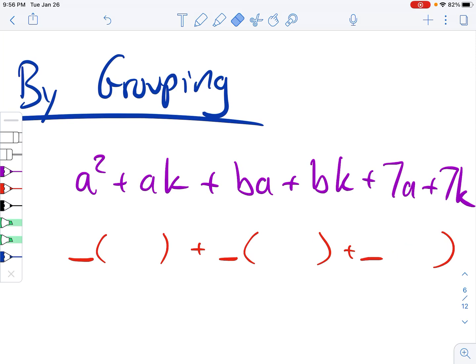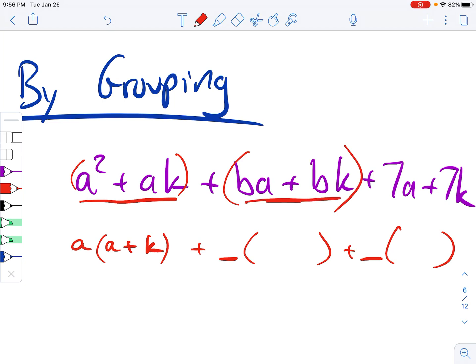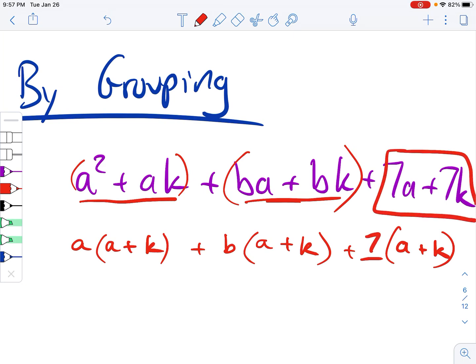Sometimes it takes quite some renegotiation and rearranging, but let's see. For this, I'm going to group these together, and I'm going to say, oh, I can just take out an a and get an a plus k. And for this binomial, I'm going to just remove a b and get an a plus k. Cool, I like the fact that the a and the k are repeating. I'm really hoping this is going to be an a and a k too. Yes, it will. I'll take a 7 as my common factor.